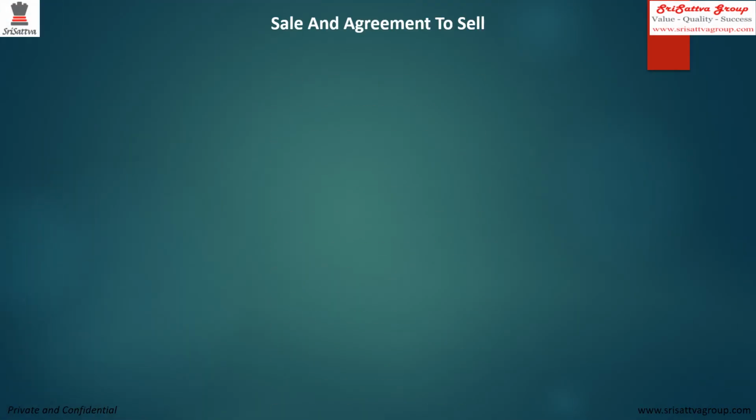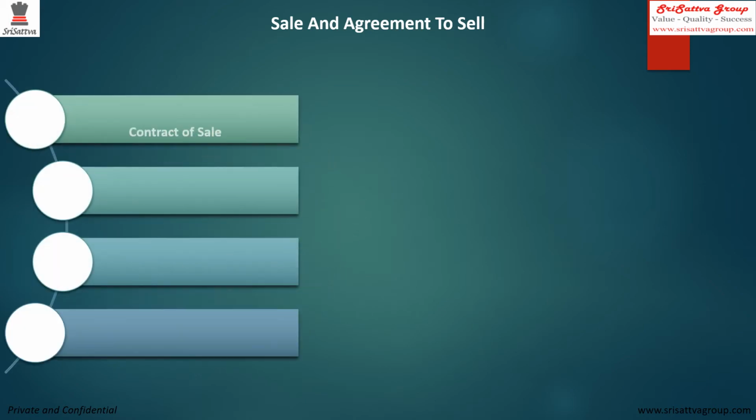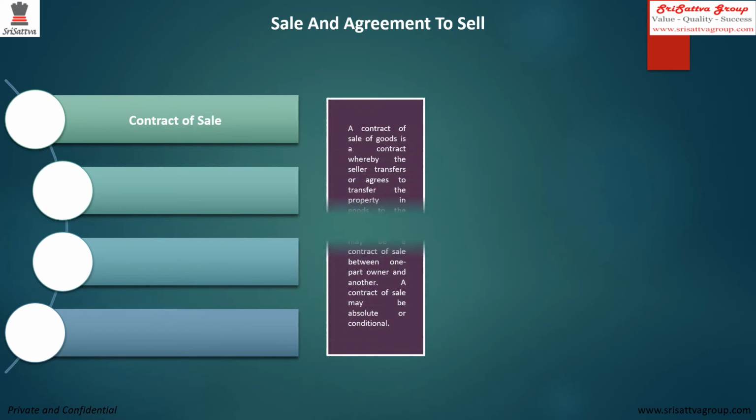Sale and agreement to sell. Contract of sale. A contract of sale of goods is a contract whereby the seller transfers or agrees to transfer the property in goods to the buyer for a price. There may be a contract of sale between one part owner and another. A contract of sale may be absolute or conditional.